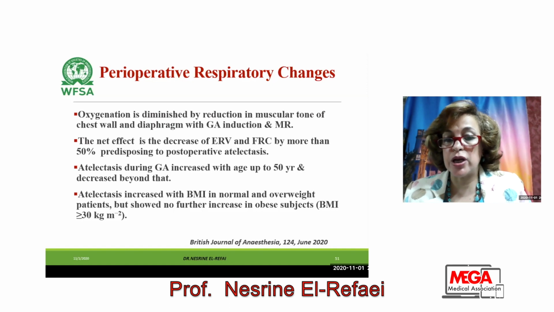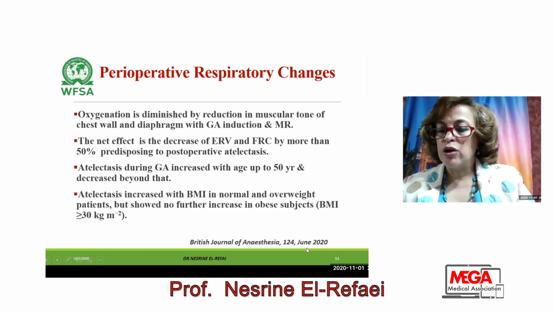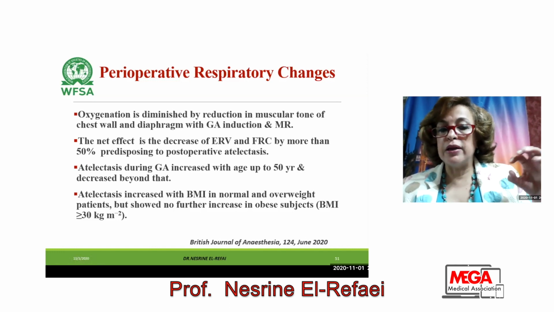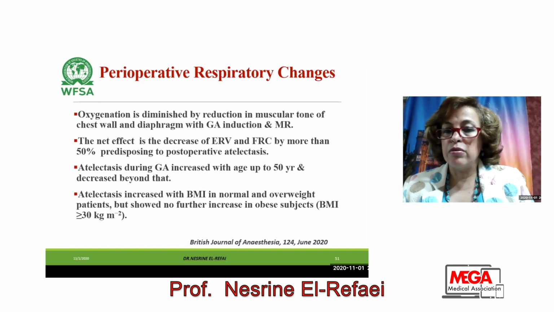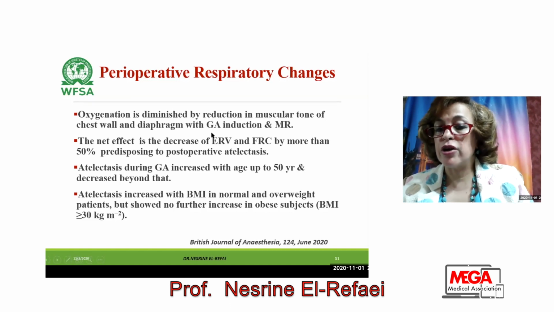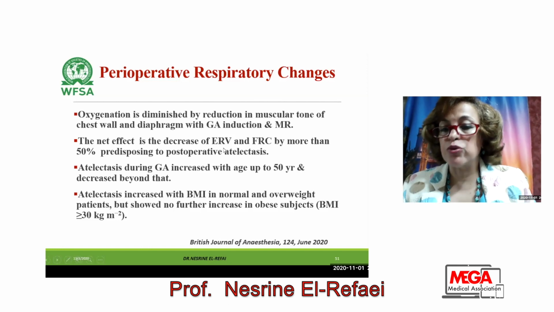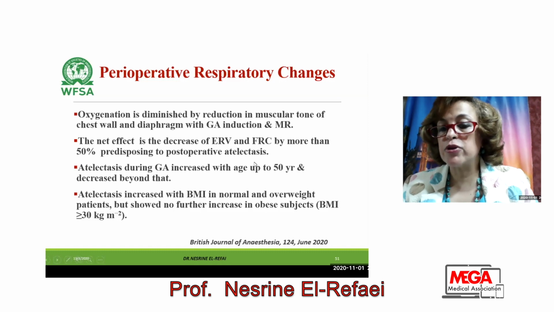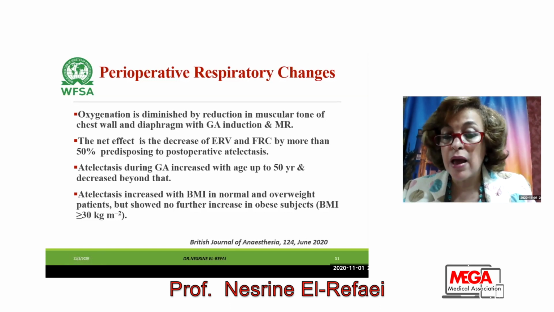The perioperative respiratory changes which occur during anesthesia, according to the BGA 2020: oxygenation is affected by reduction in the muscular tone during induction of anesthesia, loss of the tone in the chest wall and diaphragm with general anesthesia induction and muscle relaxation, of course. The net effect is decrease in the expiratory reserve volume and functional residual capacity by more than 50%, leading to post-operative atelectasis. Atelectasis during general anesthesia increases with age up to 50, and guess what?